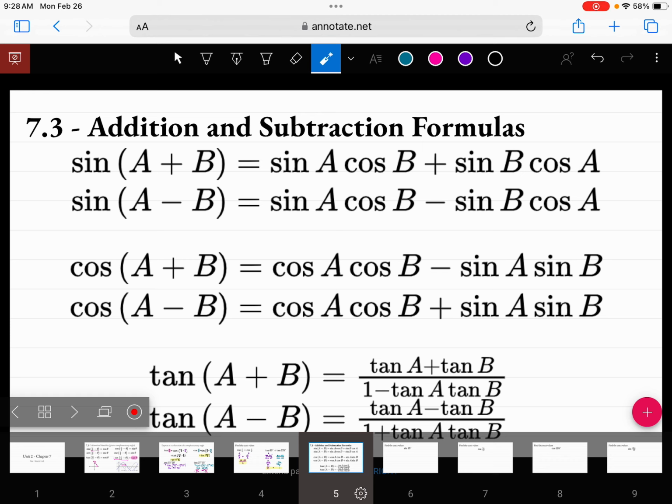Because what this does is this takes angles and breaks them up into pieces that we know. And we're going to use this to take angles we don't know and break them up into pieces we do know. So I'm going to give you a bunch of time to write all these down because this is what we're going to be working with.